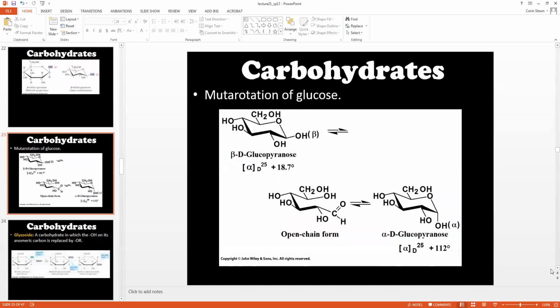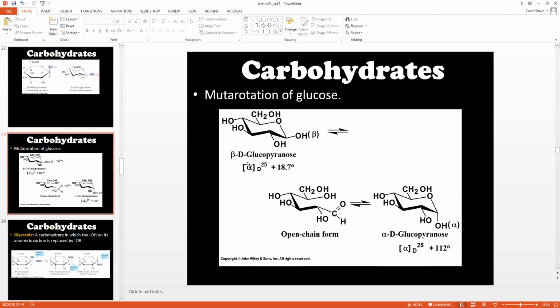The next thing we want to talk about is the mutarotation of glucose. So one of the key ideas that we've been talking about in organic chemistry is this idea of equilibrium. The challenge with equilibrium is to understand that at any given point in time, reaction conditions or the local environment will favor or contribute to the direction of equilibrium.